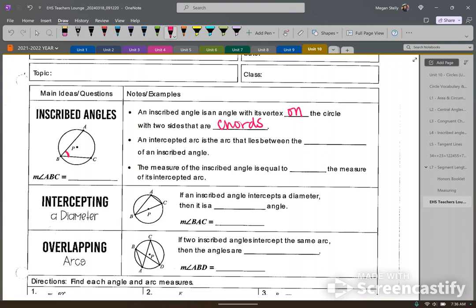The intercepted arc lies between the endpoints of the angle. So the arc, remember, is the part of the circle. So the arc that is intercepted by the angle is arc AC.